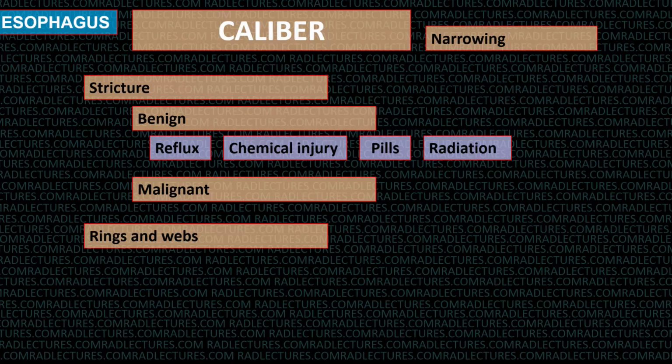Okay. So the narrowing of the esophagus can be due to a stricture, or it can be due to rings and webs. Stricture can be benign because of reflux, chemical injury, pills, radiation, or it can be malignant, and you need to be able to differentiate between these two, as we have seen in the past, but we'll go over it again.